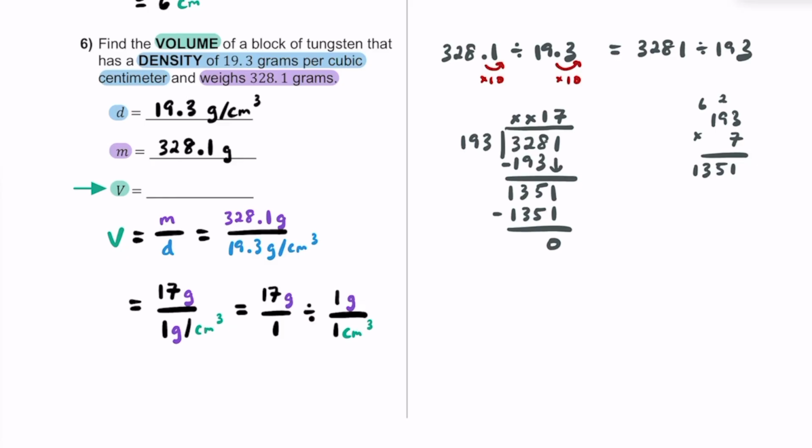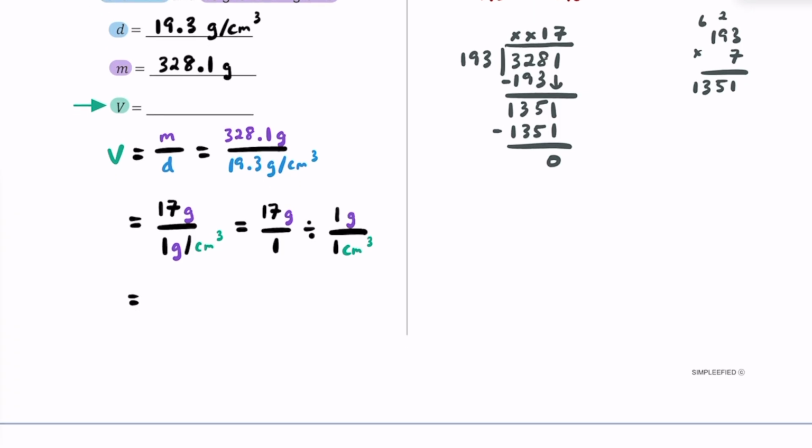All right, so how does dividing fractions work again? Well, let's rewrite this. It would be the same thing as taking our first fraction and multiplying by the reciprocal of the second fraction. So 17 grams over 1 multiplied by, let's flip this one upside down or write the reciprocal. That's going to be 1 cubic centimeter, and that's going to be over 1 gram. So I'm going to write it as 1 gram just like this.